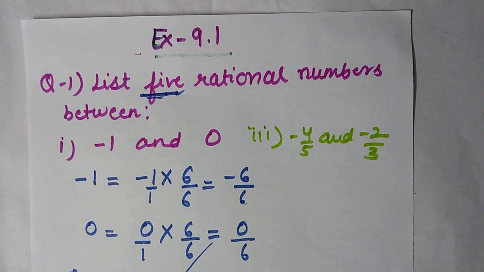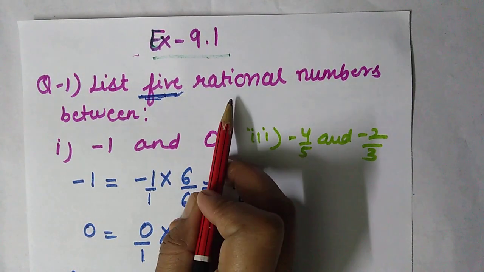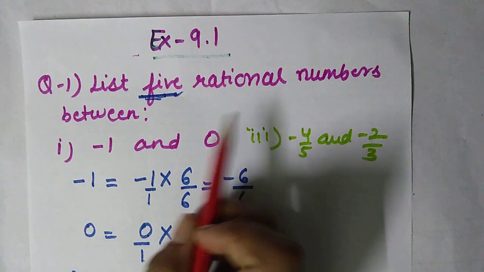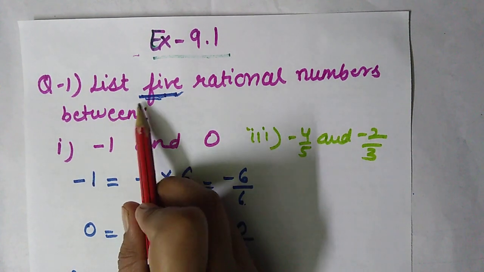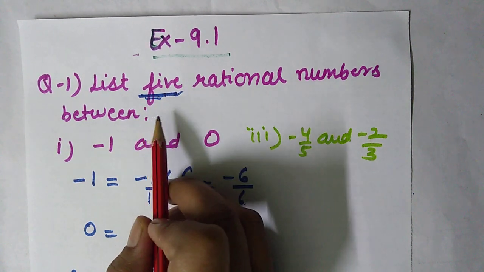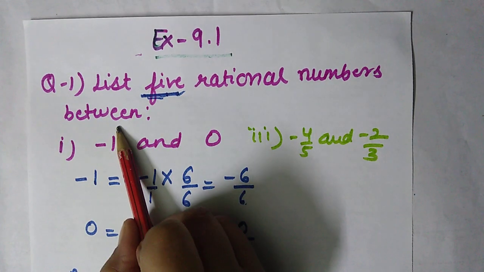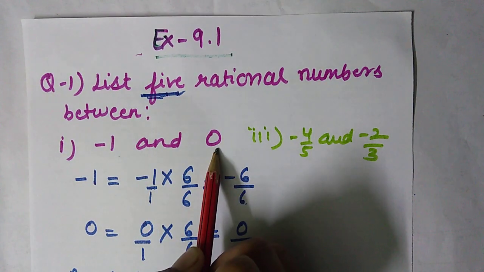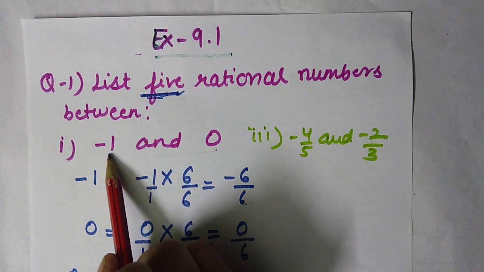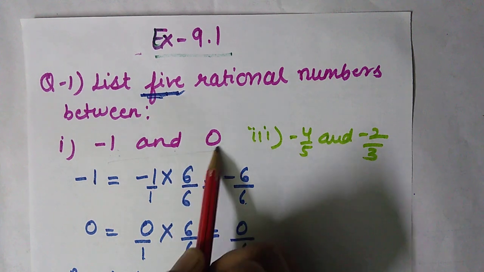After this, we have discussed questions of exercise 9.1. So first I am explaining how to find rational numbers between any two numbers. Okay, so this is your question number 1. The method I am explaining again, how to find the rational numbers between any two numbers. Question number 1 is: list 5 rational numbers between minus 1 and 0. You have to find 5 rational numbers between minus 1 and 0.